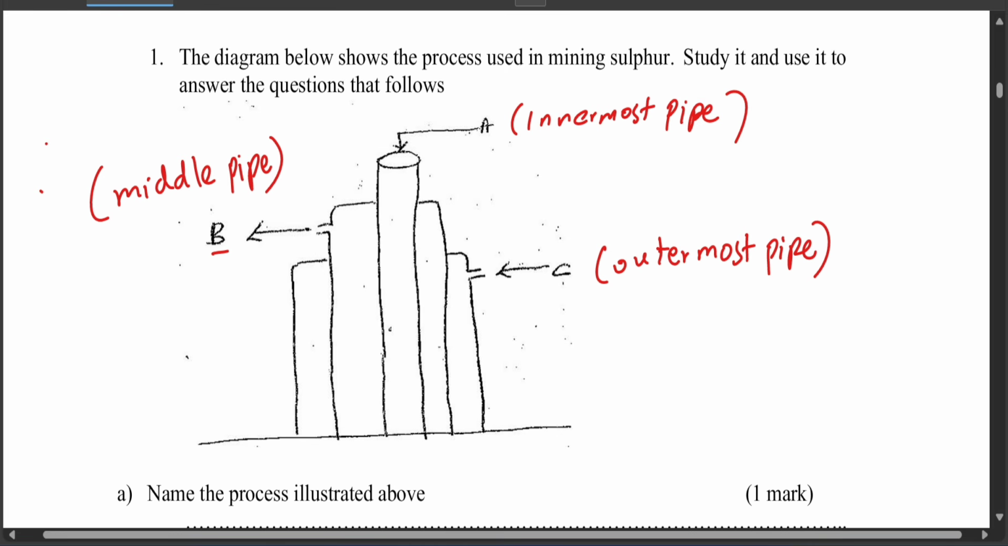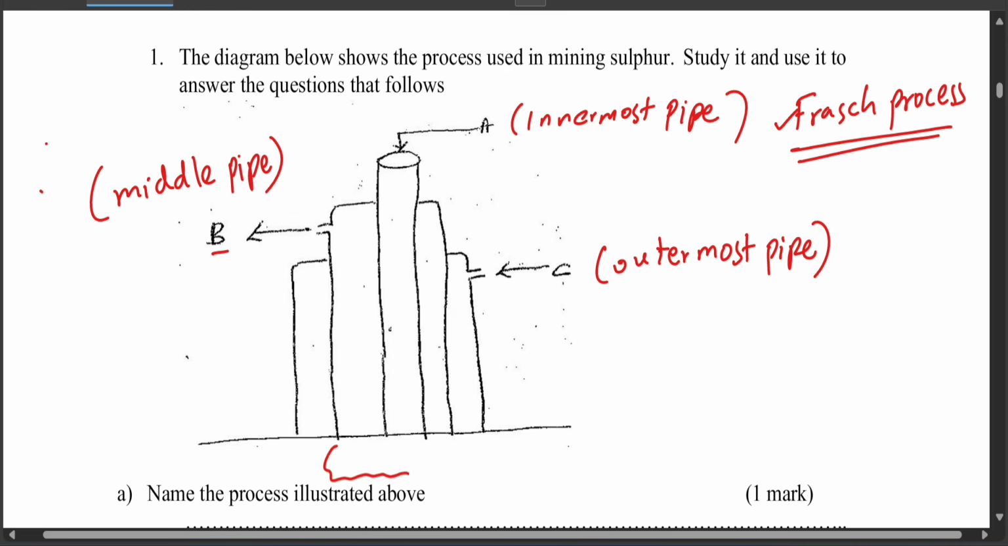What does mining sulfur mean? They are used to extract sulfur deposits deep underground. We call this process the Frasch process. Frasch came from a person who discovered this. I don't know why he's called that. Just ask him when you find him. But for now, I think he's dead. So we have 3 pipes: the middle pipe, the innermost pipe, the outermost pipe.